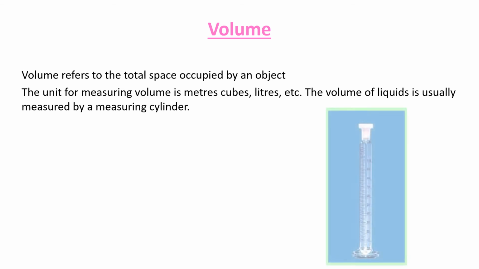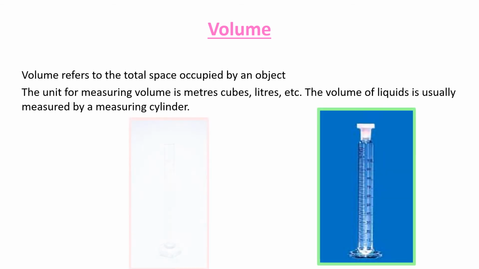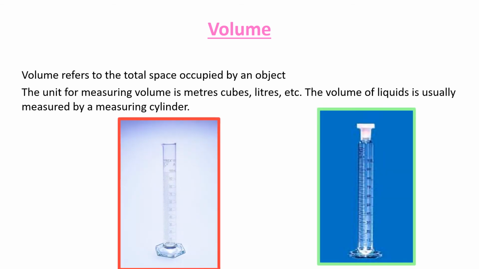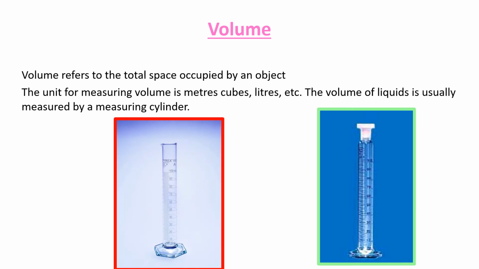Volume. Volume refers to the total space occupied by an object. The unit for measuring volume is meters cube, liters, etc. The volume of a liquid is usually measured by a measuring cylinder.